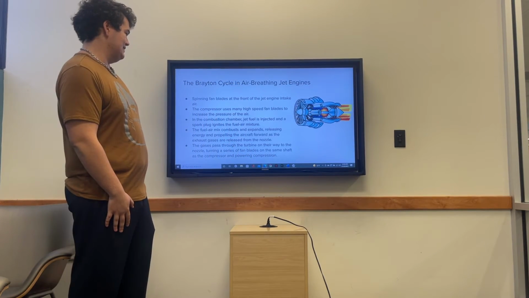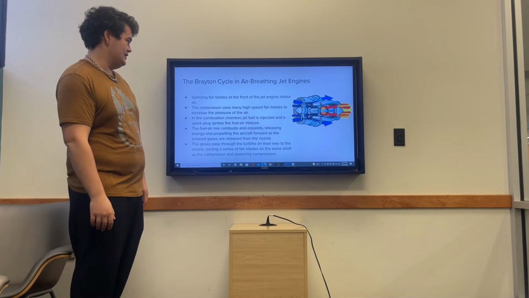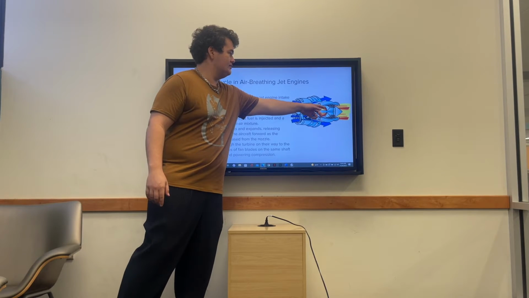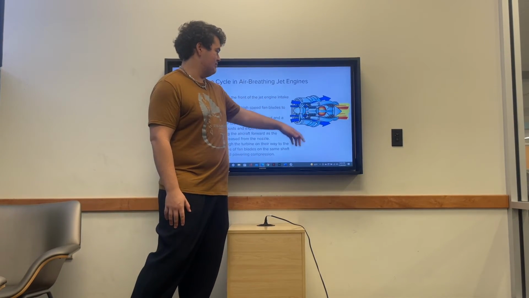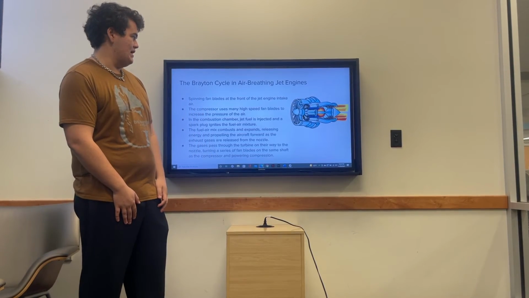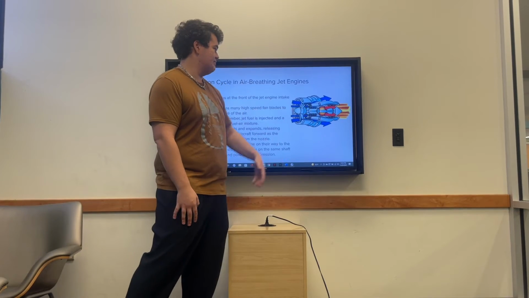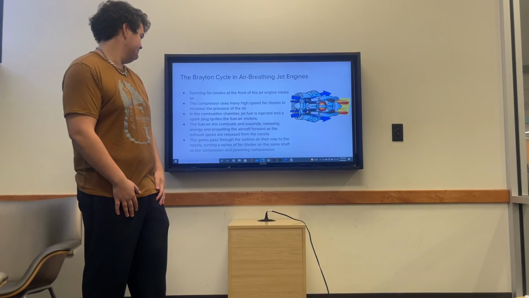So as the gases pass through on their way to the nozzle, they're going to pass through the turbine, another set of blades attached to the same shaft as the compressor, and when these gases turn the turbine, they're also going to turn the compressor, powering the compression and making the whole process a cycle.